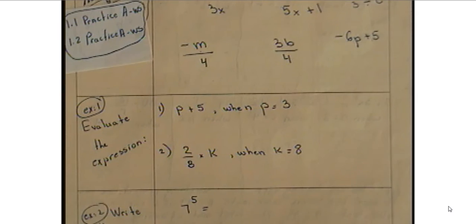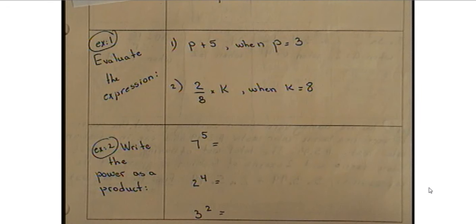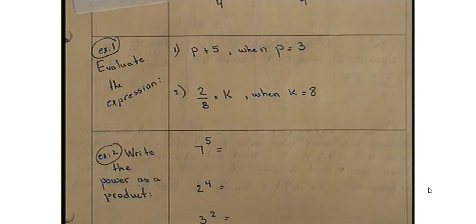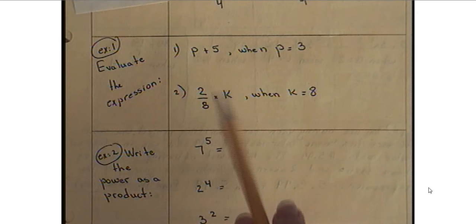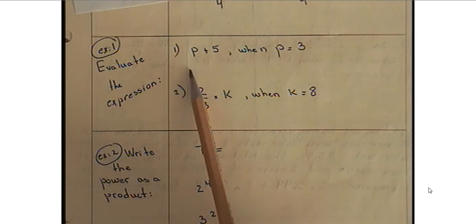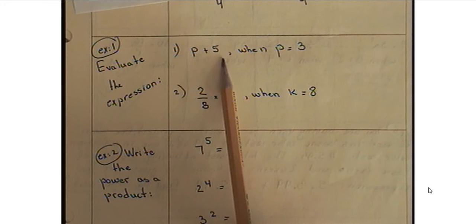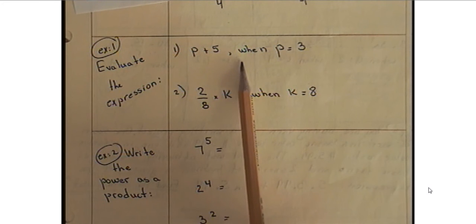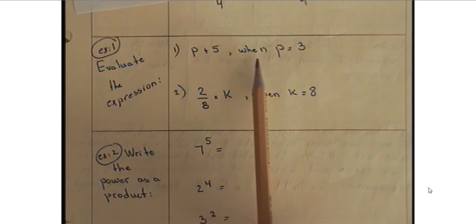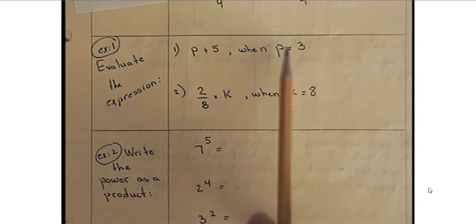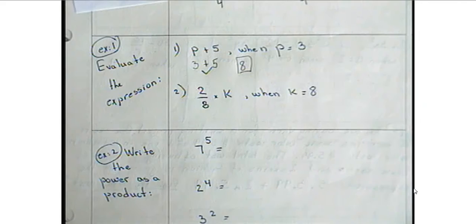First example, on the paper we have number 1, and it says evaluate the expression. I have given two expressions and I want to evaluate them. P plus 5: simplify the expression when p is equal to 3. When you have a variable equal to a number, what you need to do is substitute the variable with the number, 3 plus 5, and then you will be able to evaluate. So what is 3 plus 5? 3 plus 5 is 8, and that will be the final answer here.